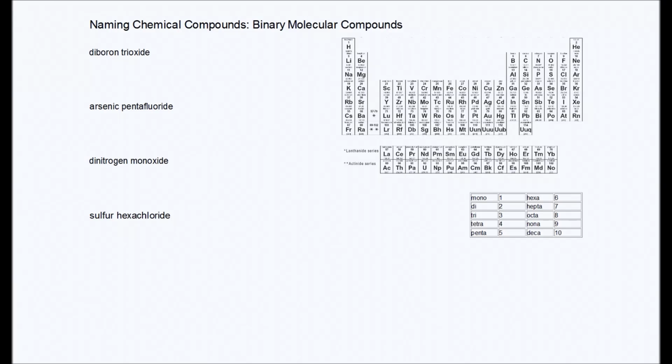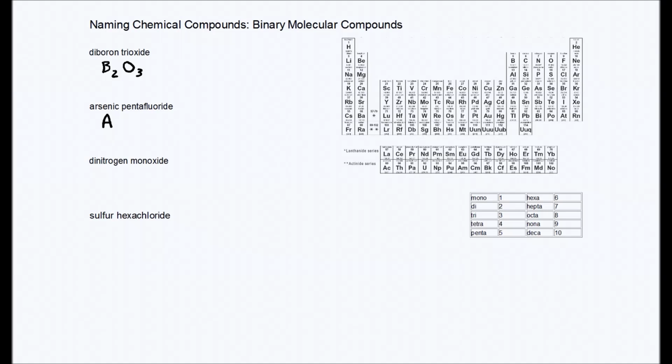Now, going the other direction, from name to formula, these are actually quite easy. You just identify the element symbol, and you figure out how many you have. So, diboron trioxide. Boron, B. How many do I have? I have 2 because of the di. Oxide is oxygen, O. How many do I have? 3 because of the tri. So B2O3. Arsenic. There's no prefix, it's the first element, therefore there's one of them.